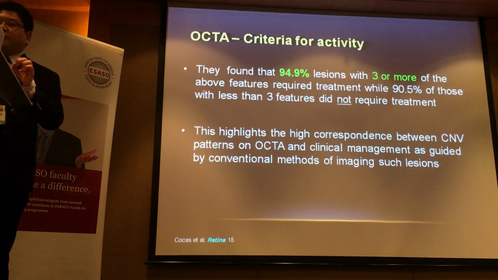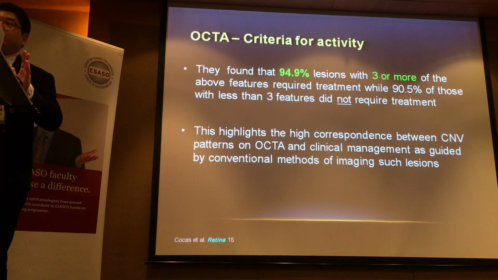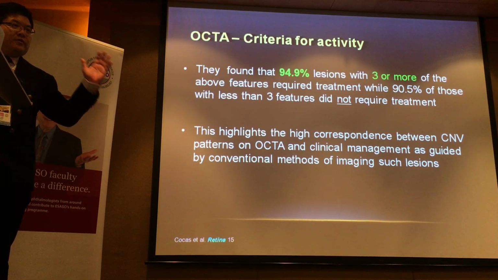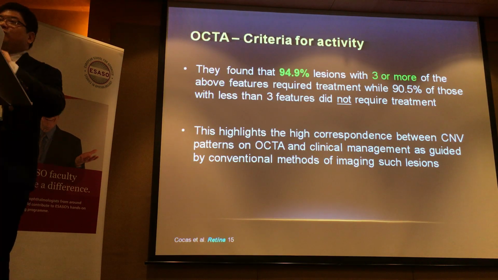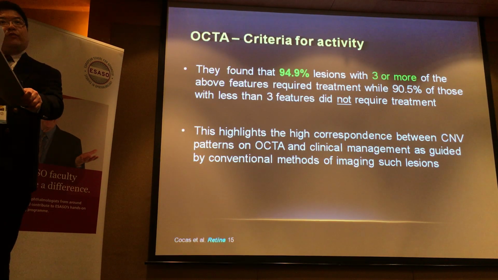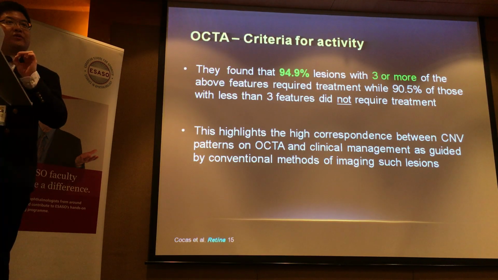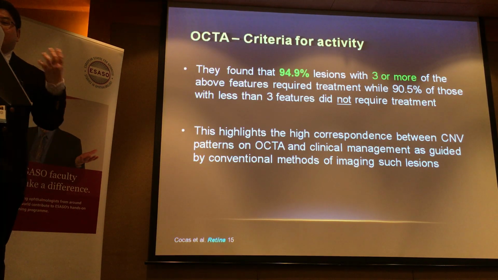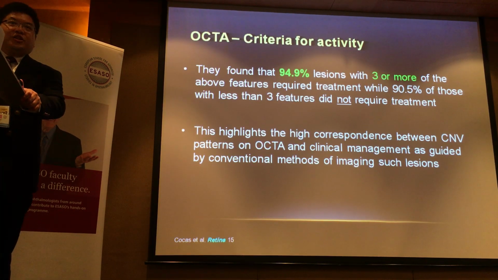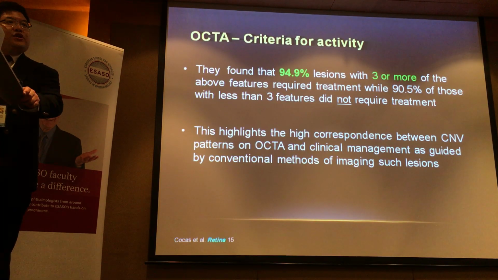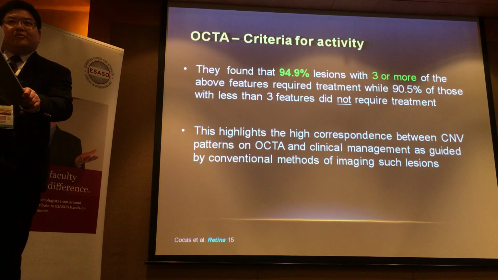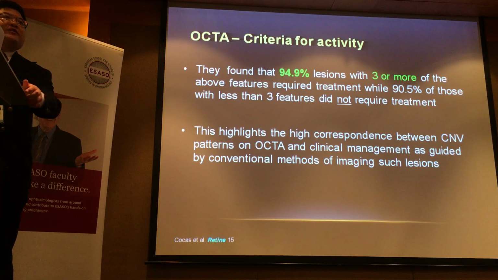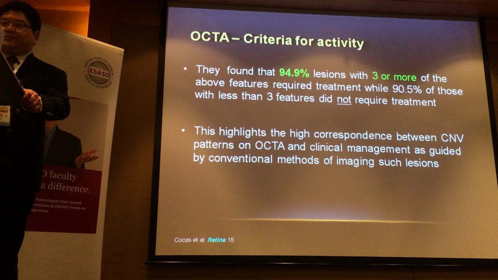And they found that when a patient had 3 or more of these, 95% of these lesions were judged to require treatment. This was a study where they actually decided whether the patient needed treatment or not based on other criteria, and then they looked at the OCT and found that when 3 or more of these features were present, 95% of those cases were judged to have required treatment. Whereas if it was less than 3, 90% were judged not to require treatment. So that's quite a good correlation with the clinical judgment. Okay, and it highlights the correspondence. Of course, that's in one center based on their experience. It may, of course, vary.